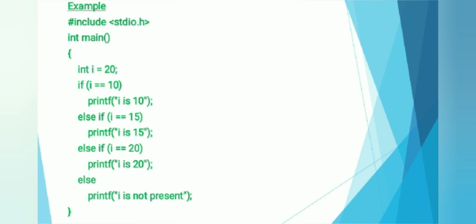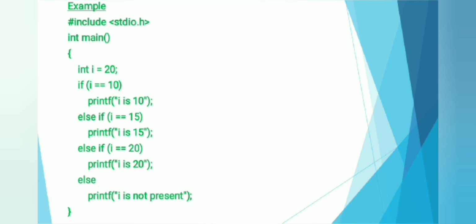So see the example here, I is having 20. This is an integer variable. Now I am going to check the if statement. Within this if, we are having else if, again one more else if, and then finally we are having else, right? So first it will check the if statement. If the condition is true, the following if statement will work. If the condition is false, the control moves to the next else if condition.